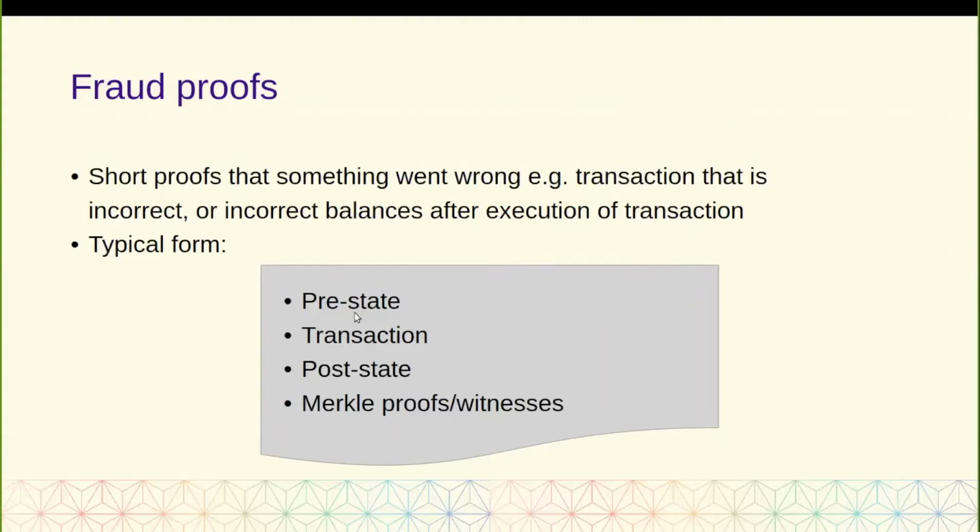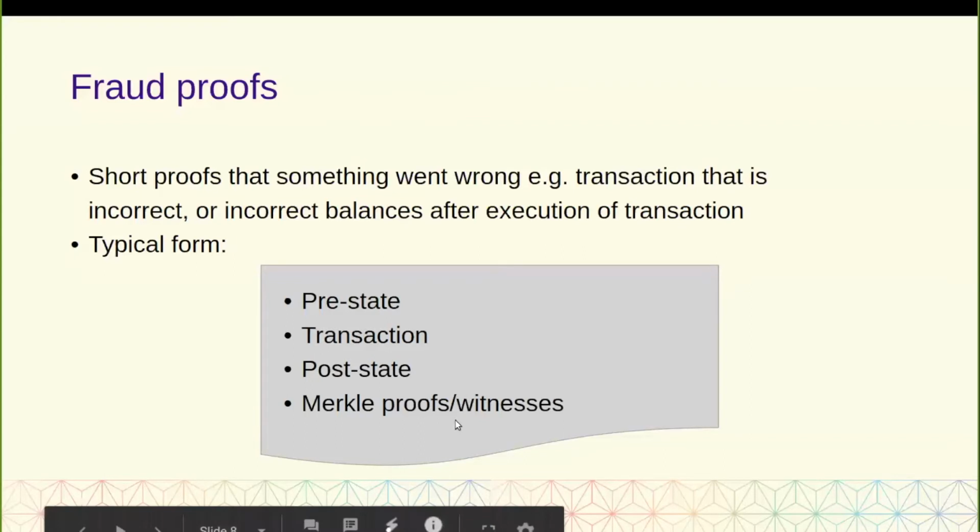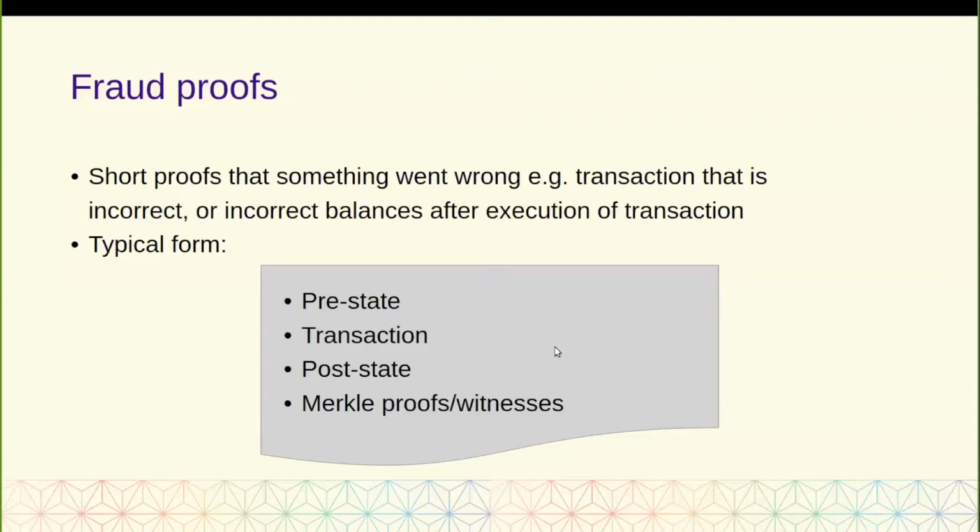So the form of this fraud proof is basically, it has some pre-state. So this was the state before. Then it has the transaction and then the post-state, where this pre-state and post-state only need to be what the transaction touched, right? They don't need to include anything that the transaction didn't touch or didn't need to know about. So typically these are all very short, like one transaction only ever touches a tiny amount of the state. And then it has the Merkle proofs or witnesses for this data. And so it's a complete proof that this data or this block was fraudulent.